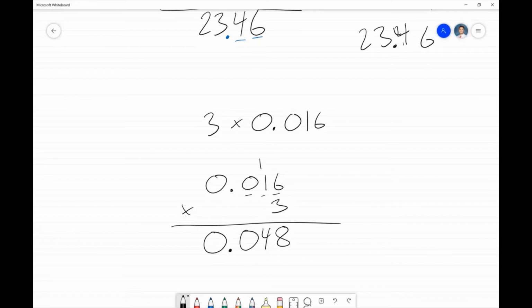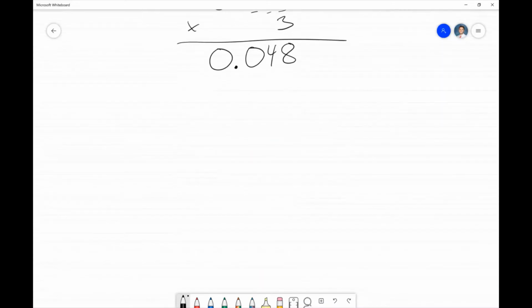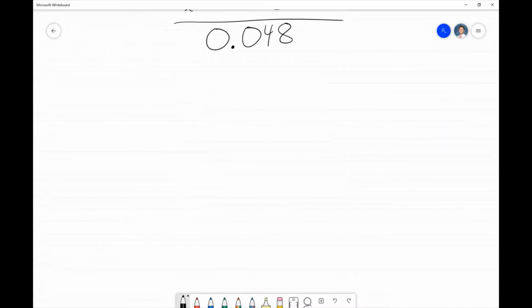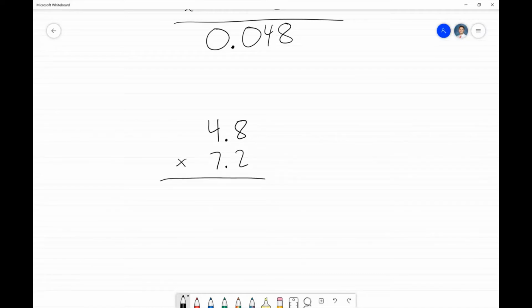All right, let's look at another one here. This time we're going to multiply 2 decimals rather than a decimal and a whole number. So we'll do 4.8 times 7.2. Let's go ahead and start with a quick estimate here. 4.8 would round up to 5, 7.2 would round down to 7, and 5 times 7 equals 35. So our answer should be somewhere near 35.